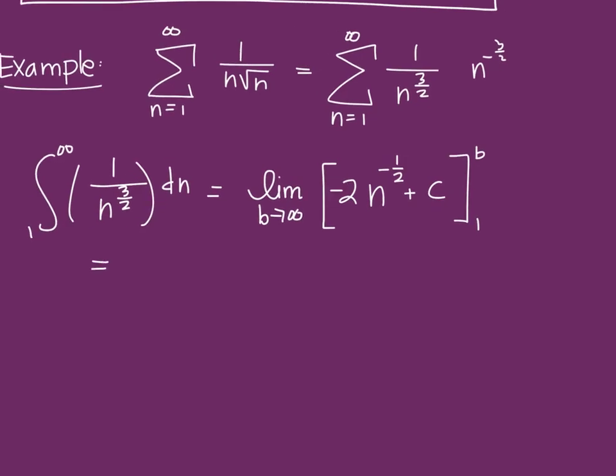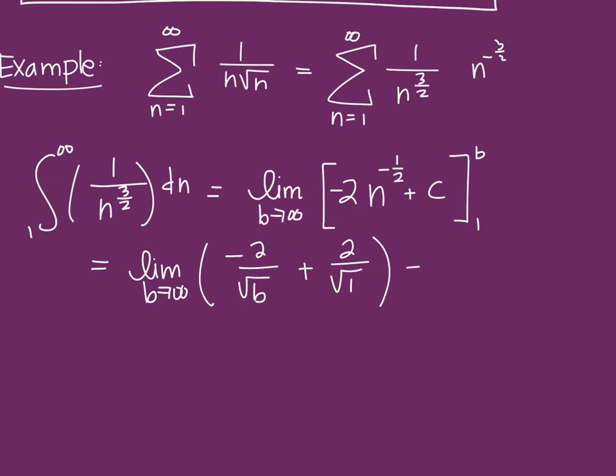All right. So this would be the limit as b approaches infinity of negative 2 over the square root of b plus 2 over the square root of 1. So what do we get? 2. So the integral converged to 2.